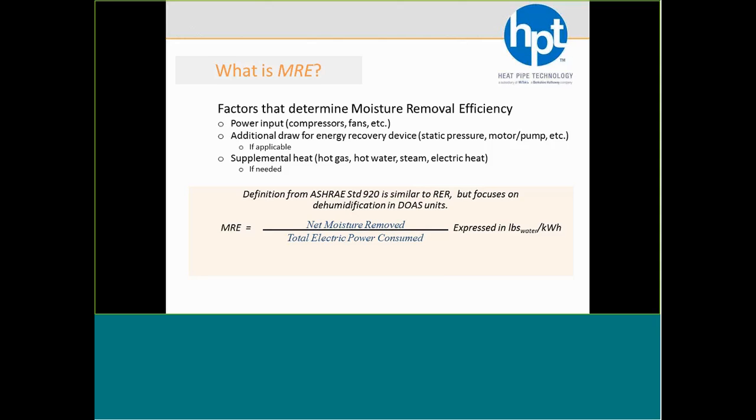Well, this MRE is not to do with energy recovery. It's all about moisture removal. There's an upcoming standard called 920 that will be coming out soon that is a standard for performance on dedicated outside air units. And within standard 920, you will find this metric called MRE, where they measure the moisture removed per the power consumed to remove that moisture. In other words, it's the pounds of water per hour that's removed from the system for every kilowatt that's needed to go get it.